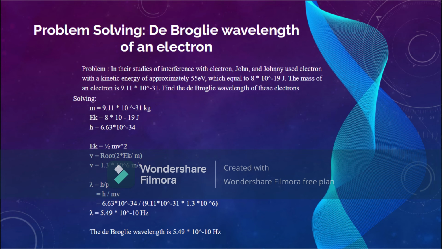Problem solving: the de Broglie wavelength of an electron. The problem: in the study of interference with electrons, John and Johnny used an electron with a kinetic energy of approximately 55 eV, which is equal to 8 times 10 to the negative 19 joules. The mass of an electron is 9.11 times 10 to the negative 31 kilograms. Find the de Broglie wavelength for these electrons.